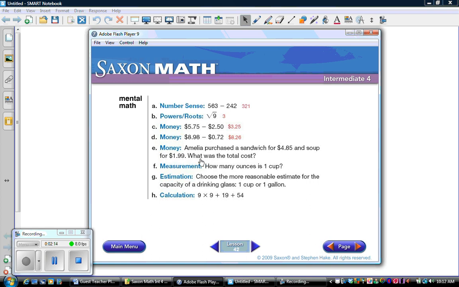Amelia purchased a sandwich for $4.85 and soup for $1.99. What was the total cost? This is one place where we can use our trick and just treat this as $2 and then take away a penny. So let's add $2 onto this total and then take away a penny, and you've got $6.84.